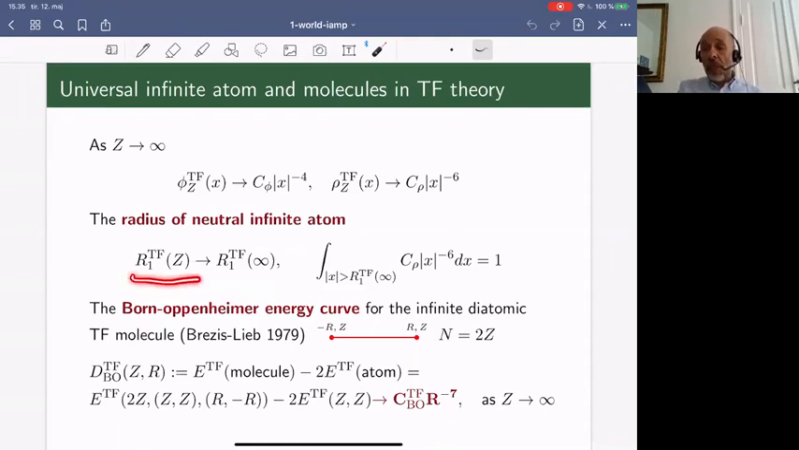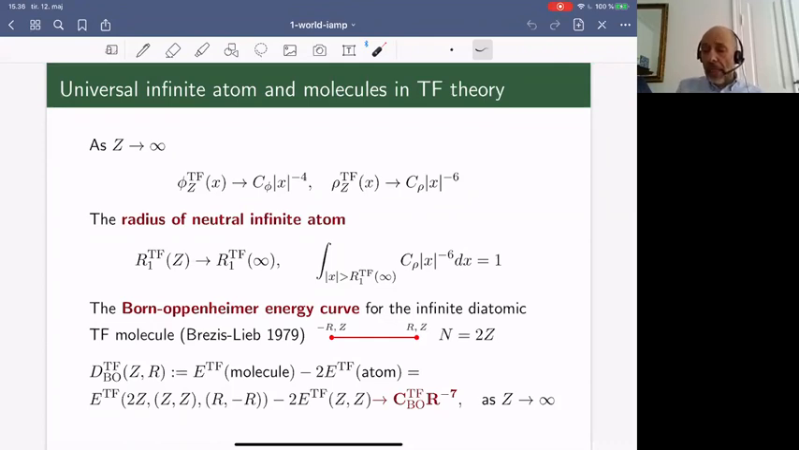I will show you a graph of how the radius in Thomas-Fermi theory converges to a constant value as z goes to infinity. So even though the atom has a characteristic scale z to the minus 1/3, it also has a characteristic scale of order 1, where the last electron of Thomas-Fermi theory lives, whereas the bulk of the electrons live on z to the minus 1/3.